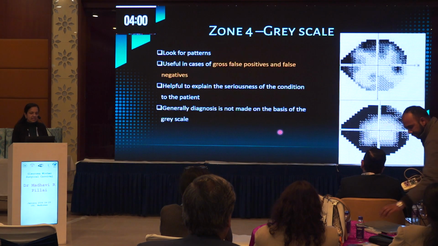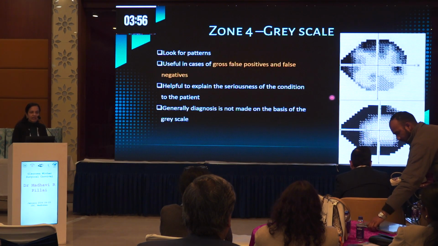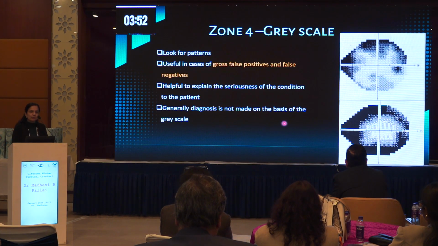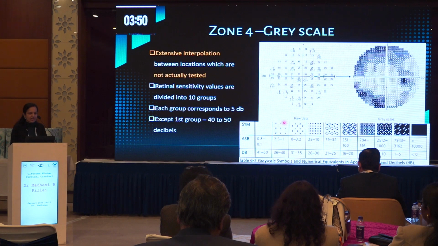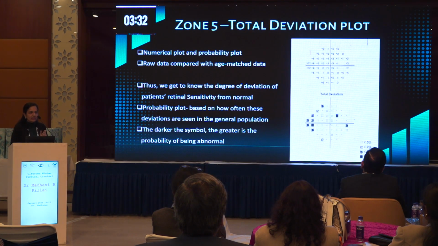So, next is the grayscale. Yes, you can have a look at the patterns in the grayscale and you can use it to explain the condition to the patient. However, we do not do a diagnosis based on the grayscale alone because of this particular reason, because there is extensive interpolation happening. So, what exactly is interpolation? For the in-between locations that are not being tested, it is assigning a color code. That is why the diagnosis is not done based on grayscale alone.